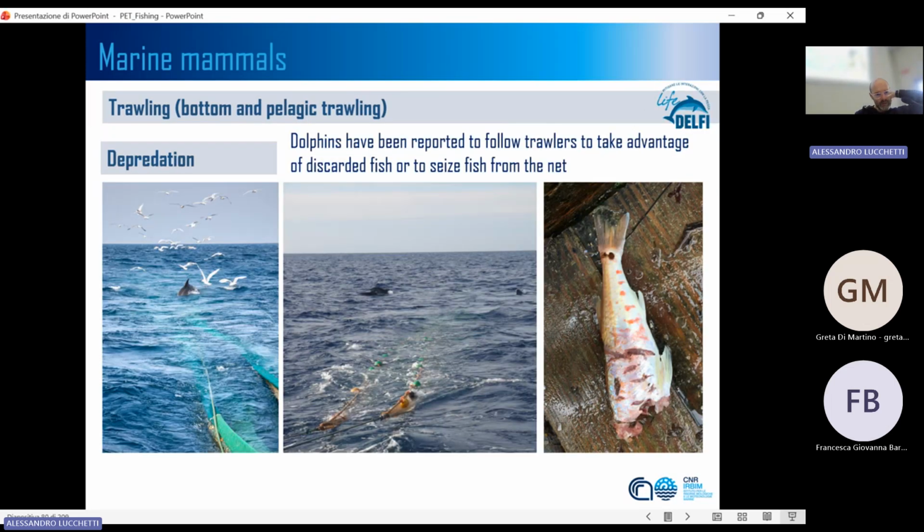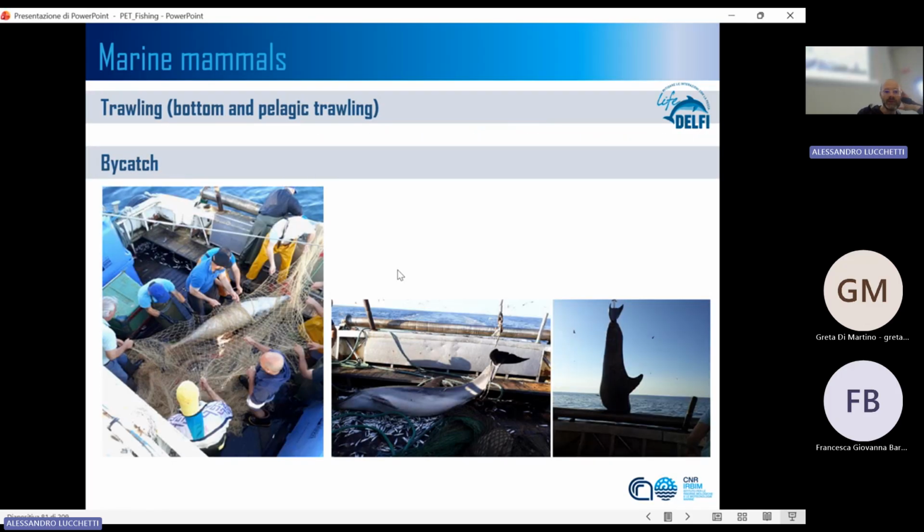The most common interaction is the depredation from the net. Dolphins are interacting with the codend, and they try to prey on the fish already caught in the net. And this is how you can find the fish after hauling the net, which is completely spoiled. And you can imagine that this fish is no longer marketable. The other type of interaction is the bycatch, as in this case in a pelagic trawling.